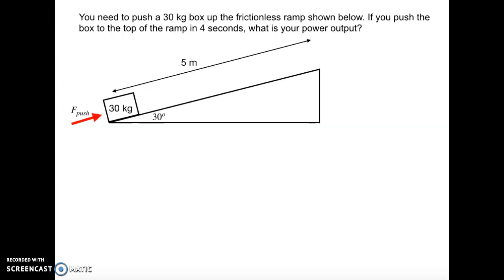So we want to figure out power. Well, the power output of you will be related to the work you do divided by the time it takes you to do that work. We know the time it takes is 4 seconds, but we don't know the value for how much work you do, so we'll turn to our conservation of energy equation to figure out work.